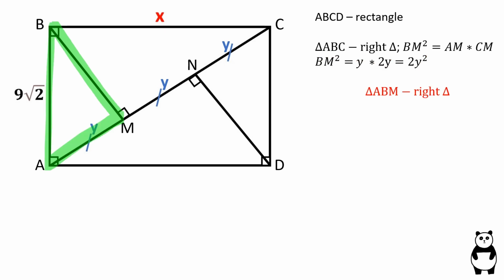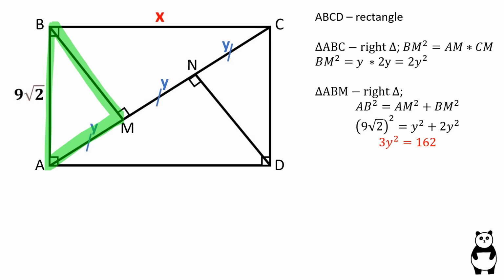Triangle ABM is a right triangle. By the Pythagorean theorem, AB squared is equal to AM squared plus BM squared. Let's sub in the values. 3y squared is equal to 162. Y squared is equal to 54.